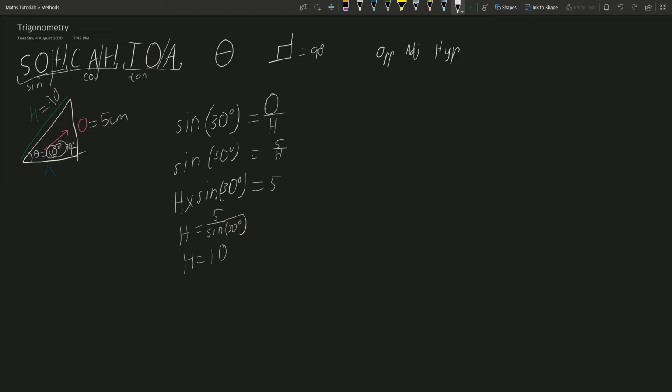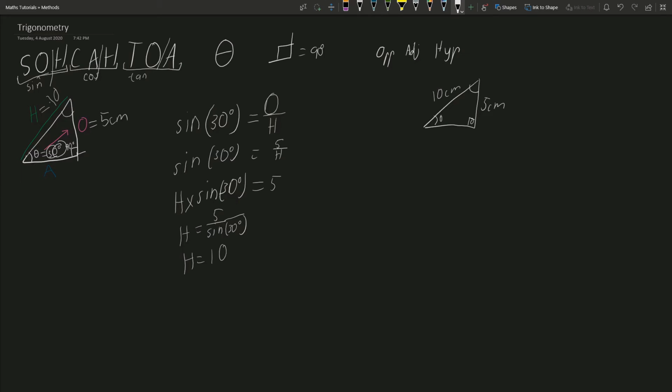Now let's say we wanted to find this angle up here, and we were given, I'll just redraw a new triangle now for this. So we're trying to find this up here. And we know this side's equal to 5 centimeters now. And this side's equal to 10. Of course, you could just subtract this angle and the 90 degrees from 180 to find this other angle. But just for this example, we're going to find it using trigonometry.